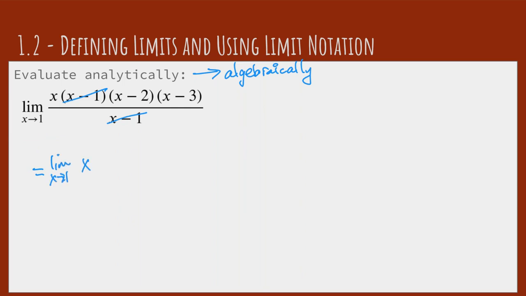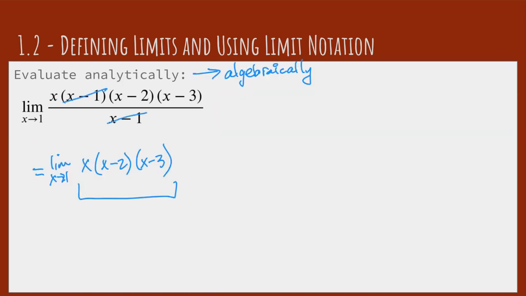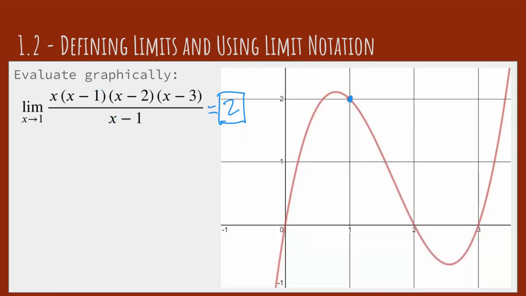So those go away. So we have the expression x times x minus 2 times x minus 3. And I do want to point out, if we were to graph this function, it's what our graph looked like in this picture here if this hole was filled in. So all we did by canceling those x minus 1s is we removed that discontinuity.